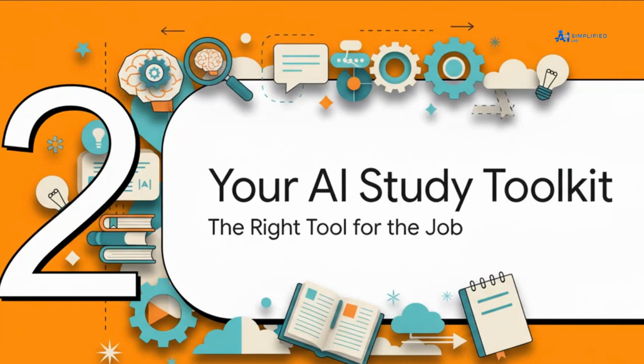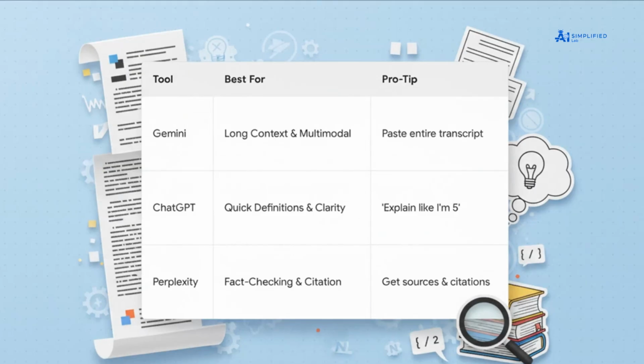Okay, so now that you get the how, let's build your personal toolkit. Because not all AI tools are the same, and knowing which one to grab for a specific task, well, that's crucial for getting the best results. Alright, let's get super practical here. So picture this. You have a massive 50-page research paper or a long lecture you need to review. For that, Gemini is your best friend.